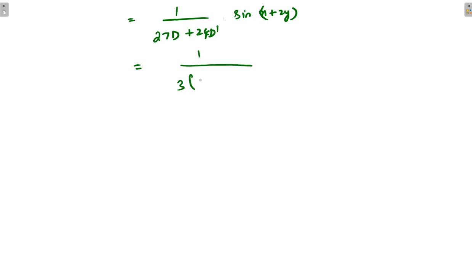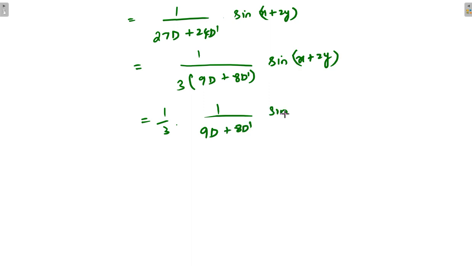So you may get 1 by 27D plus 24D dash into sine x plus 2y. In the denominator, 1 by 3 is a common term. You take it outside from this denominator. So from that you may get 3 into 9D plus 8D dash, sine x plus 2y, which is equal to, you can rewrite like this, 9D plus 8D dash, sine x plus 2y.